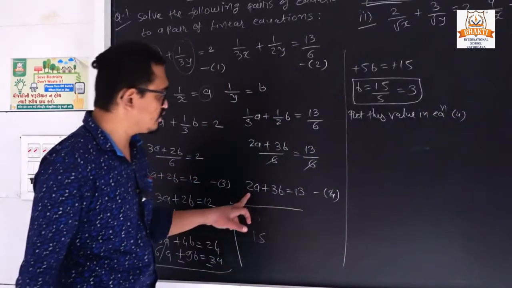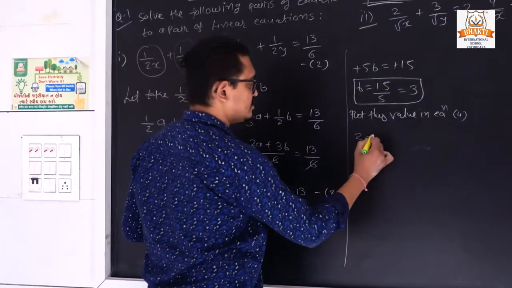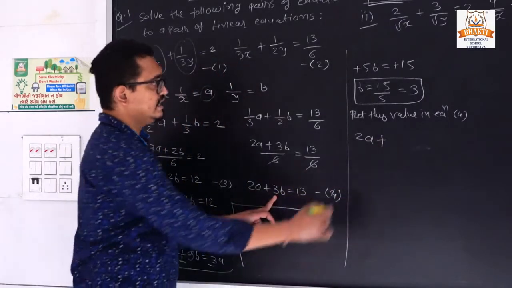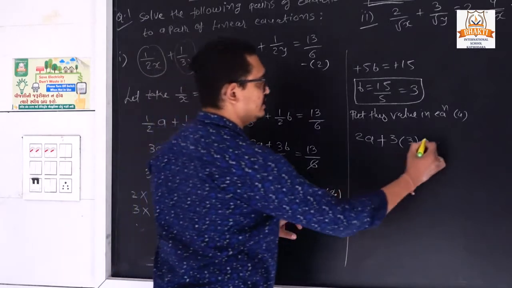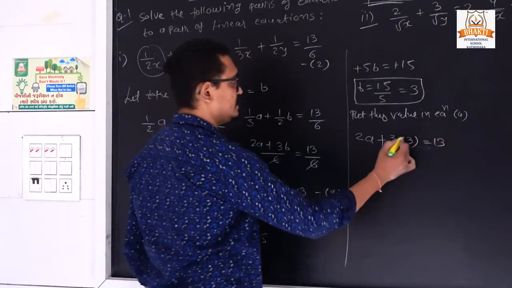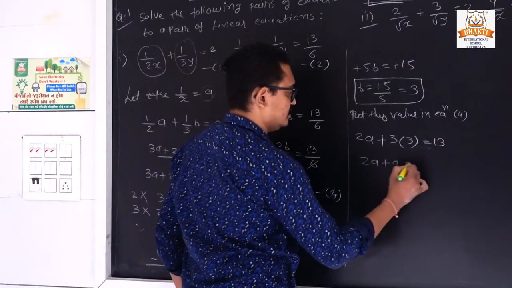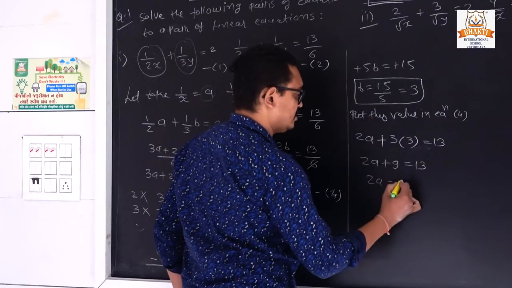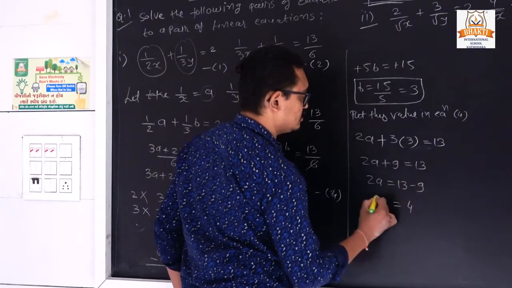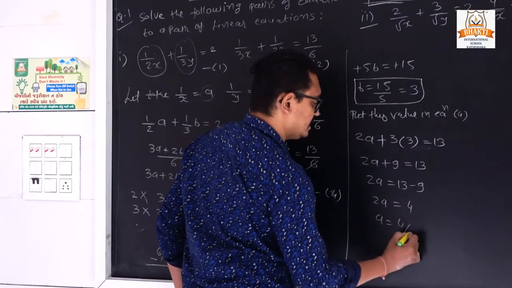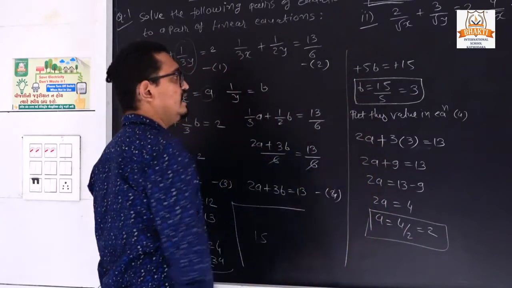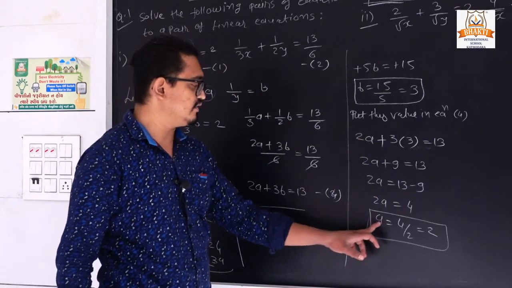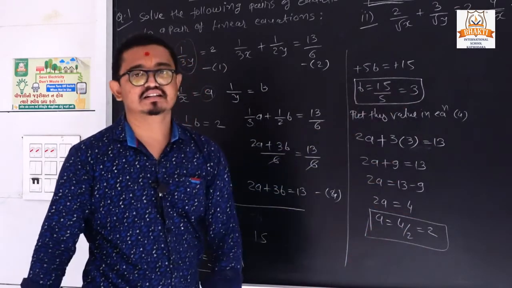Now put this value in equation number 3 or 4. We can put it in 4. So 2a is as usual, then 3. What is the value of b? It is once again 3, equal to 13. So 3 threes are 9. So 2a is equal to 13 minus 9, so it is 4. So what is our a? 4 divided by 2, so it is 2. So the value of a is 2 and the value of b is 3.